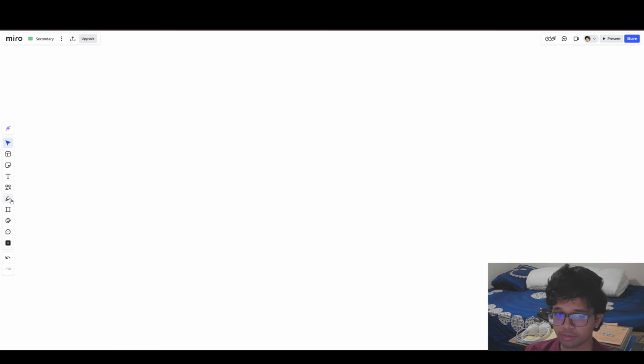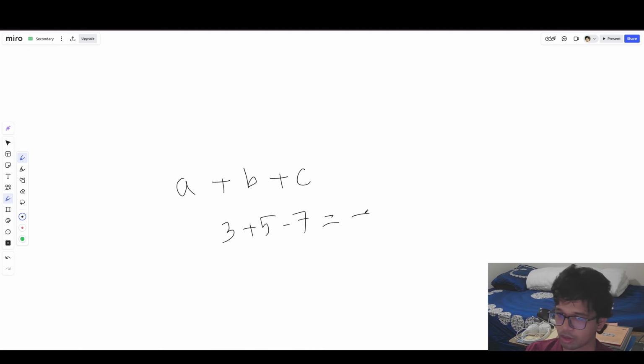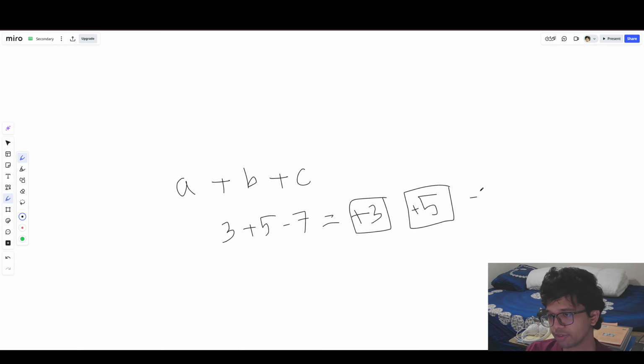I would like to think of summation as just a bunch of numbers. Let's say I am summing a plus b plus c. If we sum this triplet, we will get a number. One observation is that we can think of summation as unary operators bunched up together. Let's say I am summing 3 plus 5 minus 7. Think of this sum as plus 3, plus 5, and minus 7, and they are all getting summed.